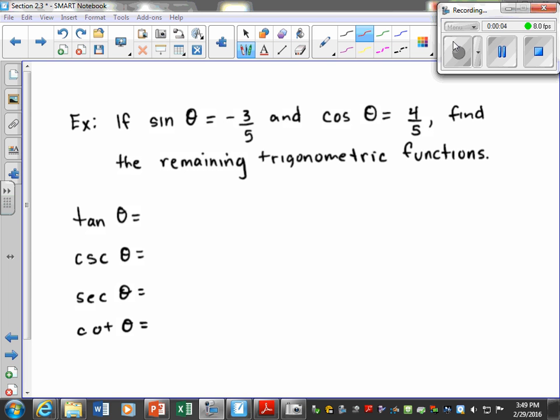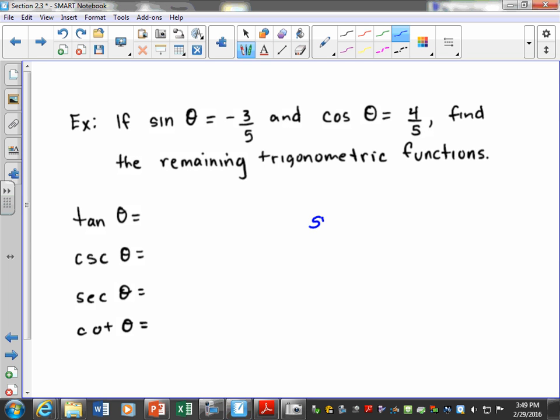This is our problem that we started with in the last video, so we pick back up here. We're given that information. Now what we want to recall is that our definition is going to be sine of theta is equal to your y value over your radius, and your cosine of theta is equal to your x value over your radius. Well, they gave us that, right?